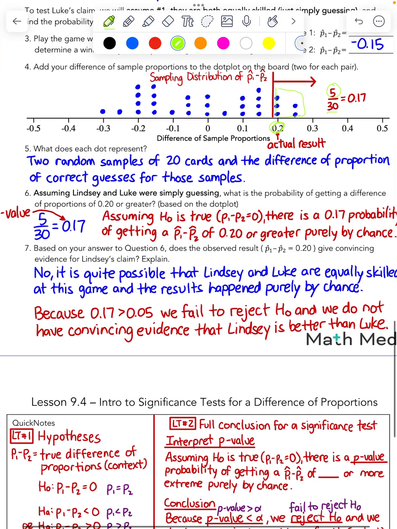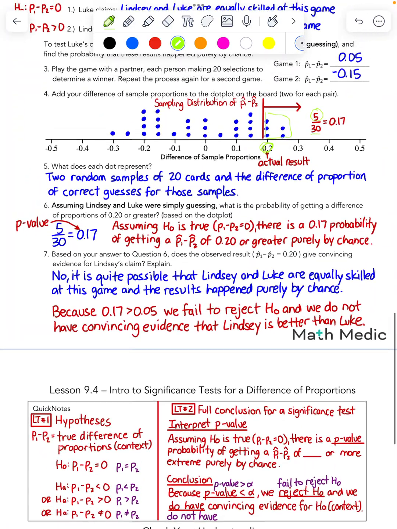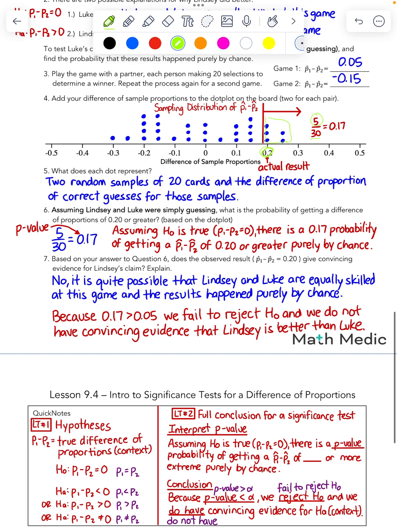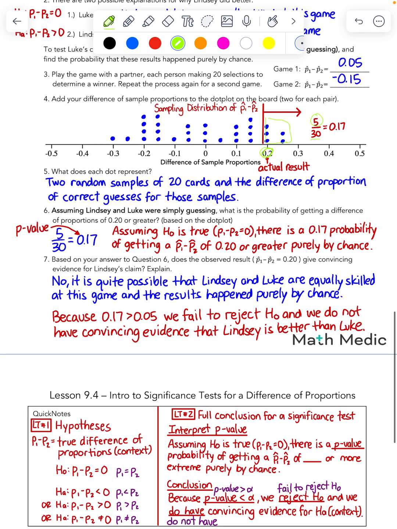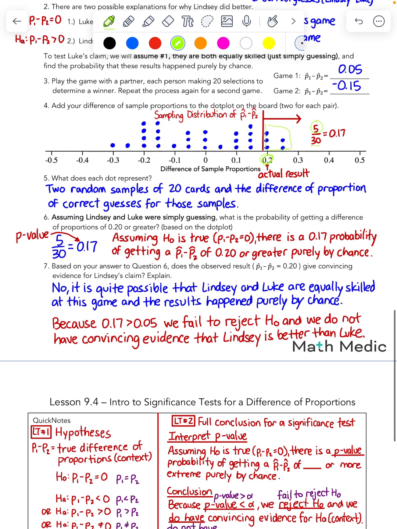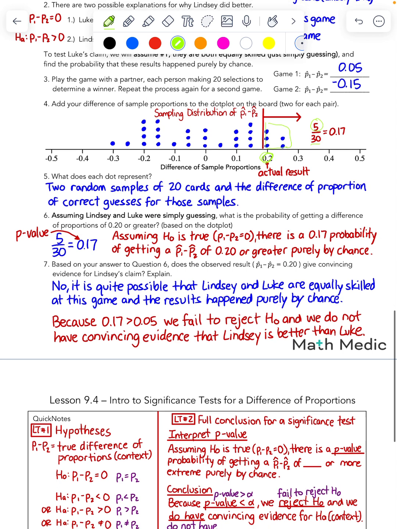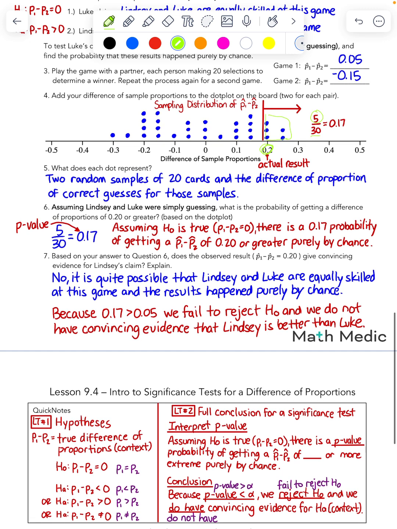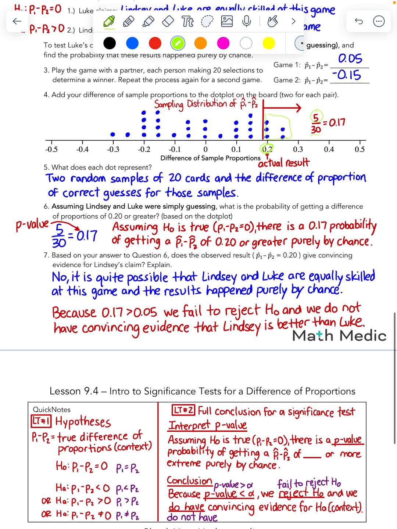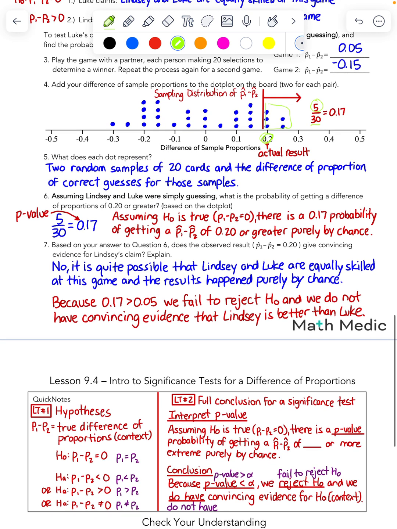Number 6, assuming that Lindsay and Luke were simply guessing, what's the probability of getting a difference of 0.20 or greater? Well, based on the dot plot, from what we saw, we got 5 out of 30. That's going to be our p-value, and they label it there in red. And then just to interpret it, we say, assuming that the null is true, there's a 17% chance that we get a sample that would be 0.20 or greater just by chance.